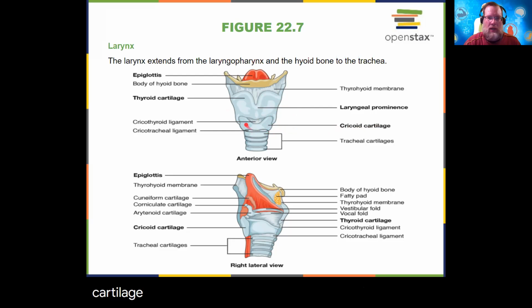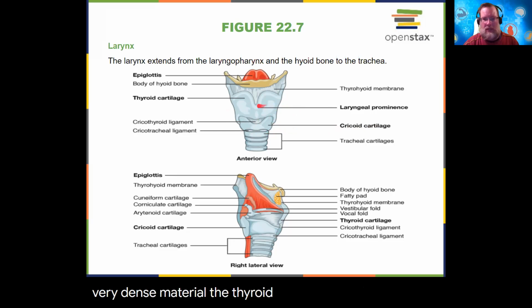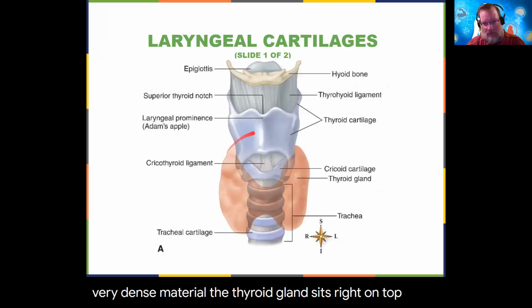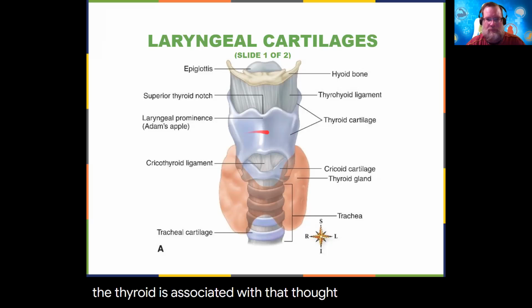And then we have what's called cricoid cartilage. So a lot of cartilage, very solid, very dense material. The thyroid gland sits right on top of this area. You can see it's moved down just a hair, but the thyroid is associated with that thyroid cartilage.